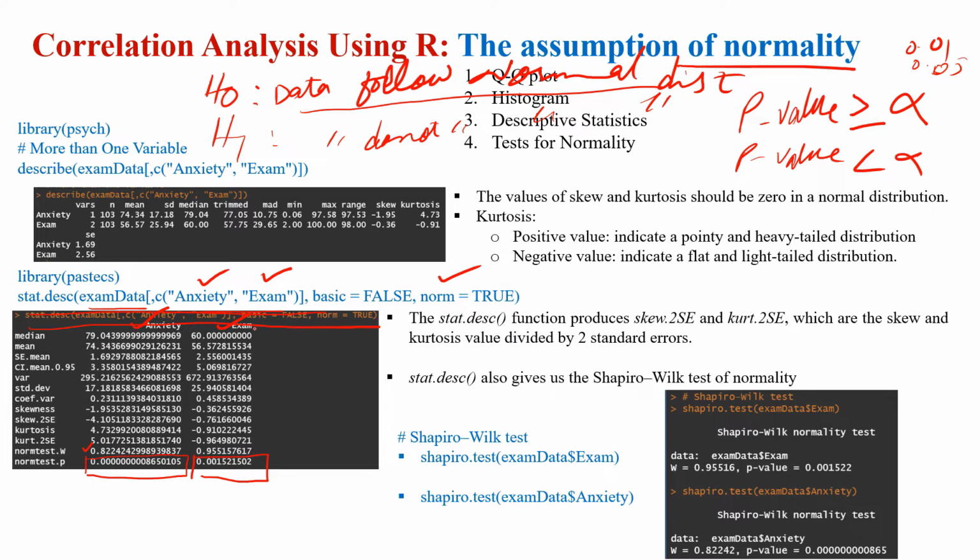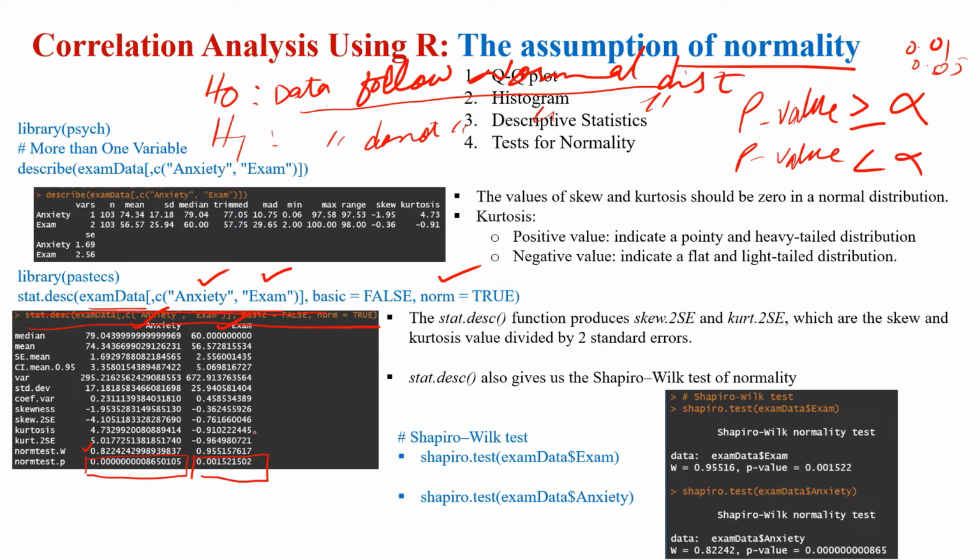So theoretically speaking, we cannot apply the correlation coefficient on these two data sets. We have to use some non-parametric method. But just for practice purposes, we will find the correlation coefficient between these two variables using Pearson. Practically, you cannot apply the Pearson correlation coefficient between exam and anxiety because data do not follow the normal distribution. So we have to select one of the non-parametric methods.